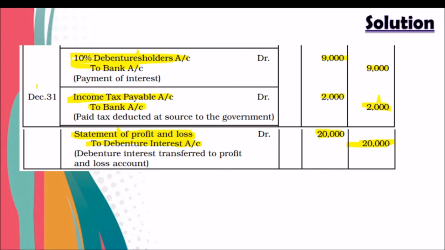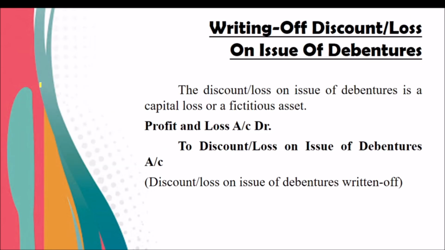Moving to the last topic, it is writing off of discount or loss on issue of debenture. When we learned the different journal entry, there will be a loss amount due to issue at a discount and redemption at premium. There will be some amount of loss in the company due to the discount. It will be deducted from profit and loss account every year. So remember the entry that loss amount will be deducted from profit and loss account every year.